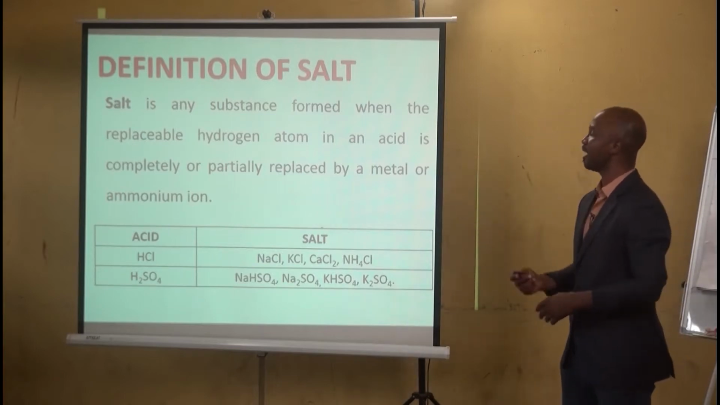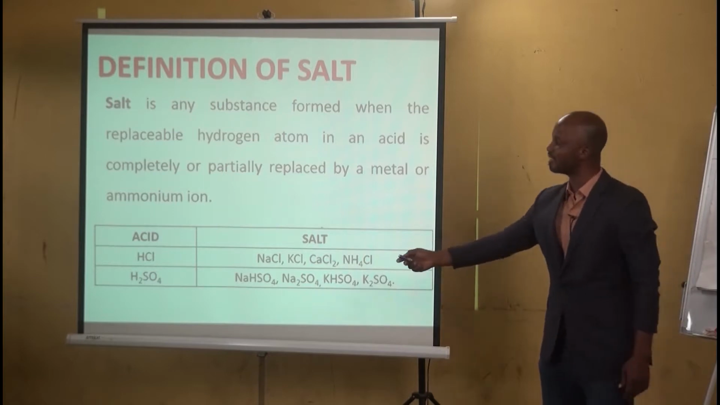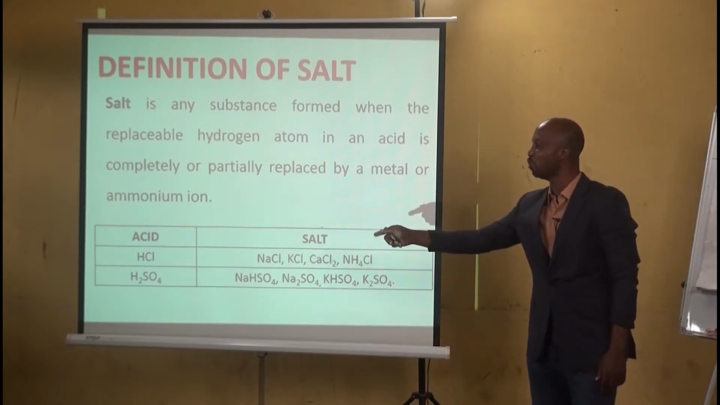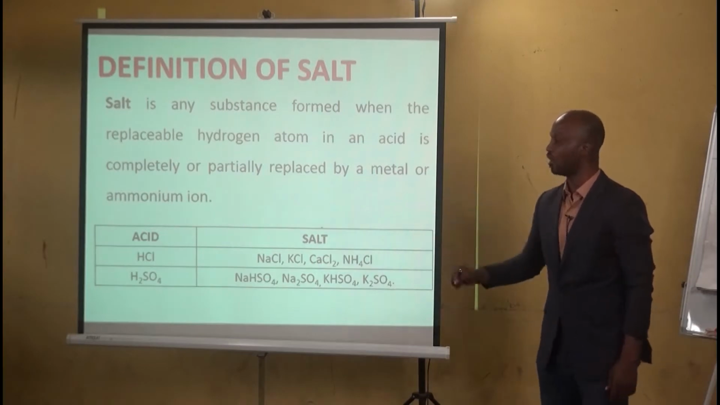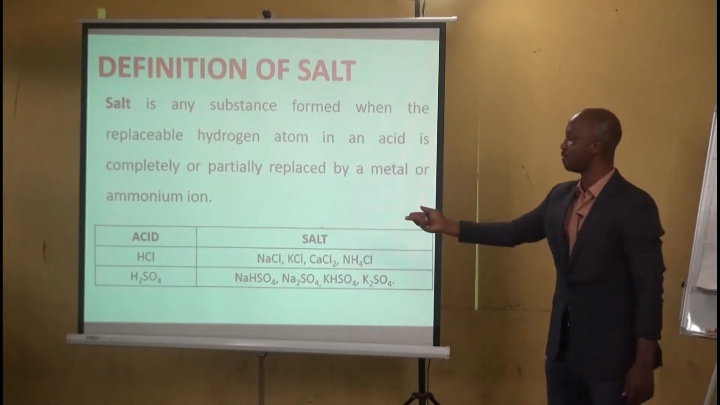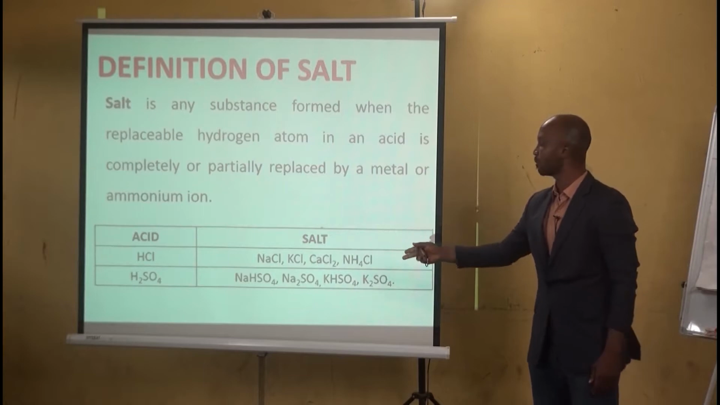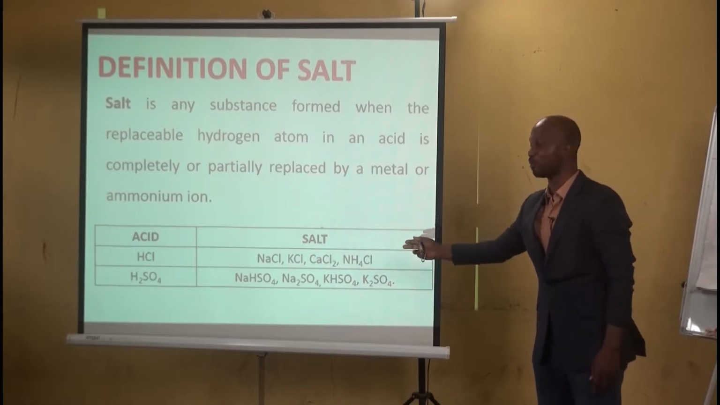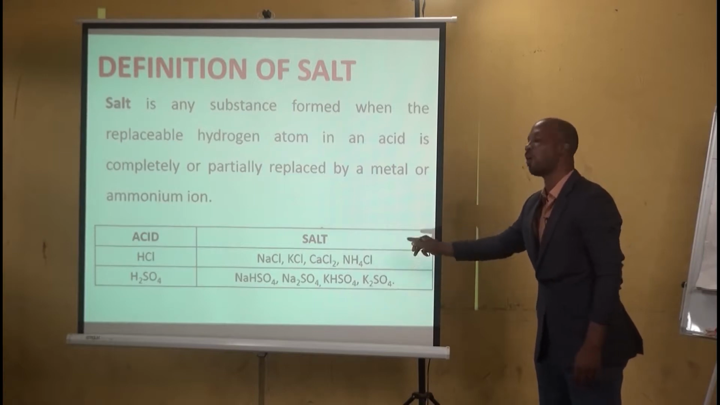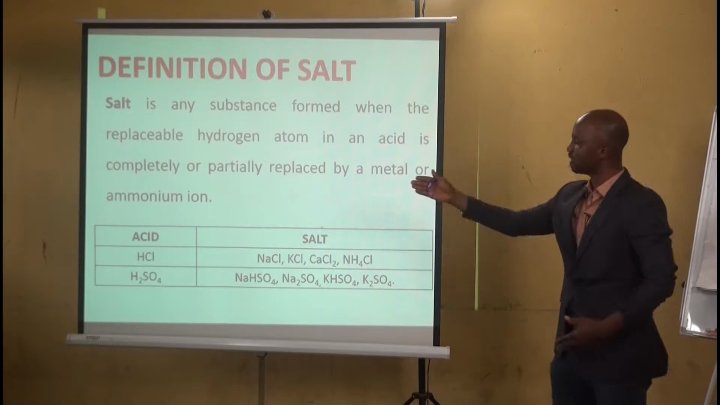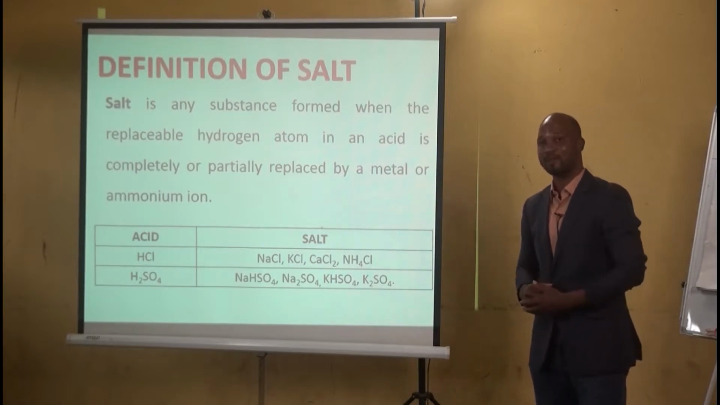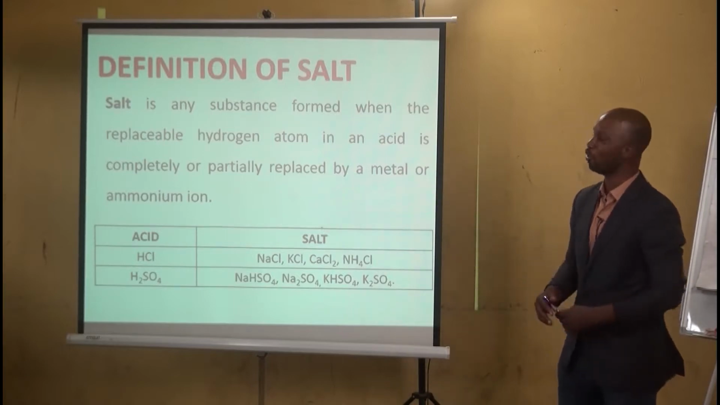As you can see in my example, you can see an acid HCl, hydrochloric acid. When you replace the hydrogen in HCl with a metal, the metal can be sodium for sodium chloride, potassium for potassium chloride, calcium for calcium chloride, and ammonium for ammonium chloride. By that, you have replaced the replaceable hydrogen atom in an acid by a metal or ammonium ion.